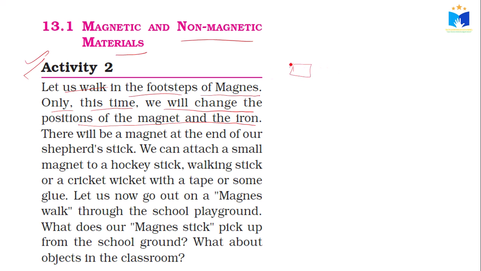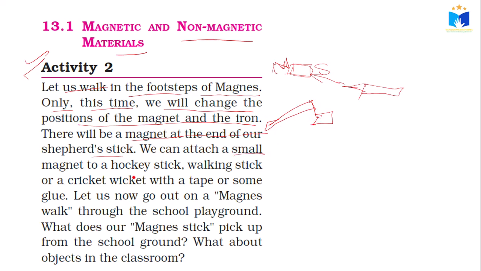This is the magnet with the north and south direction. Then we bring this iron nail, and it is going to attract on the north side of the magnet. There will be a magnet at the end of our stick. This magnet is going to be attached to the stick.